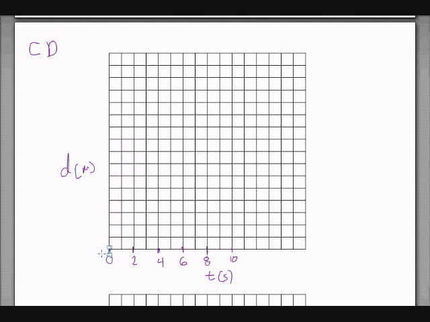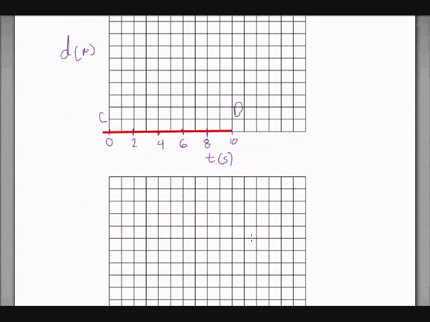That is not what it looks like, Mr. Shaw. It looks like this. And this is point C, and this is point D. Okay, easy enough. Now, let's move on to DE.